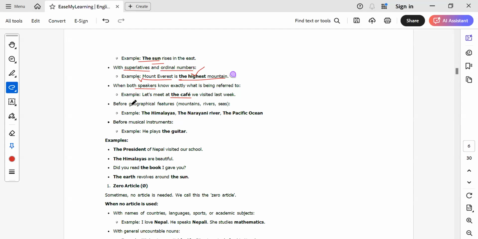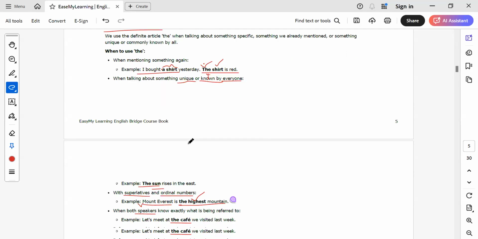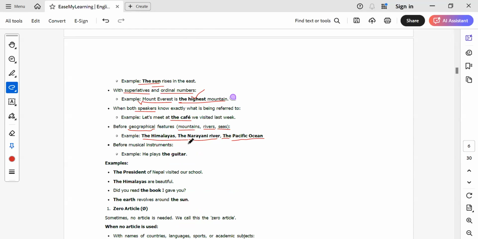Another use case is before geographical features: mountains, rivers, seas. Anything which is there in the world as an object anywhere in the world, we call it a geographical feature. For example, Himalayas is a mountain range, so we say the Himalayas. There's a Narayani River. There's only one Narayani River, so we say the Narayani River. There's only one Pacific Ocean, only one Indian Ocean, so we call it the Pacific Ocean. That is another example. Everywhere, the pattern with the is that whenever we know which object is being talked about, we use the word the.